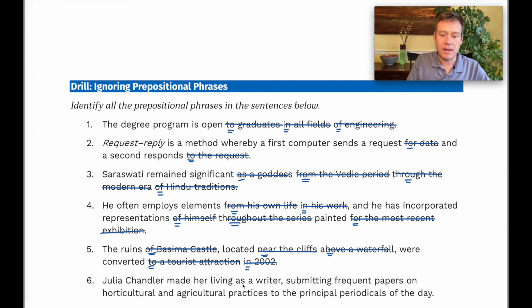And finally, as is a preposition. On is a preposition, so this whole thing is a giant prepositional phrase. And then to and of, these are both prepositions, so all of this stuff is gone.